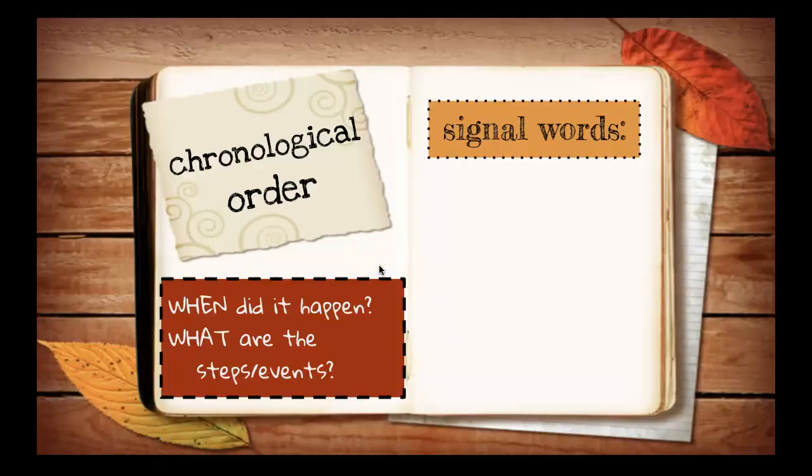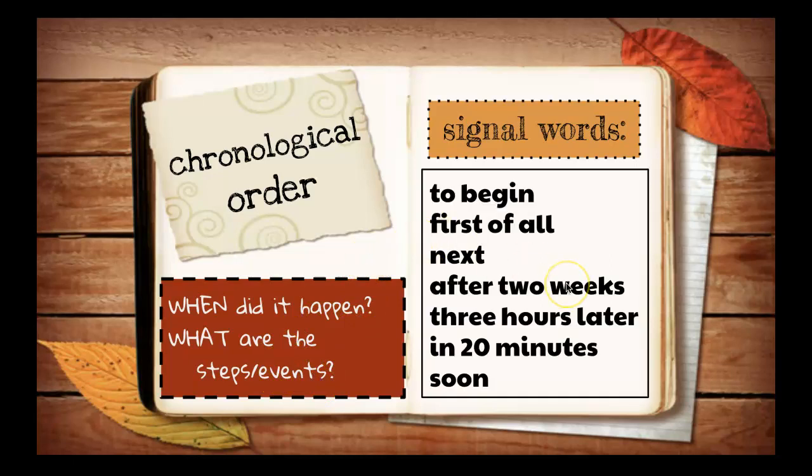Chronological order, we talk more about when we're reading literature, but we can think of that specifically in history when we talk about when events happened. What are the steps or events that led up to it? So some of those signal words are to begin, first of all, lots of prepositional phrases, sometimes some dependent clauses as well. So pause to take your notes.